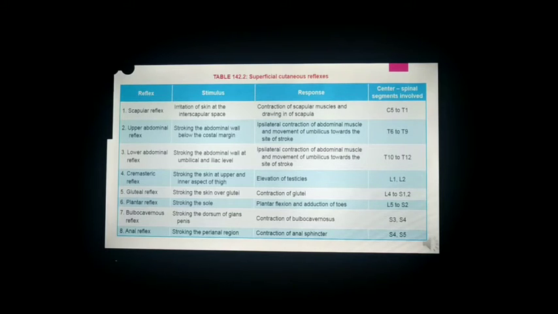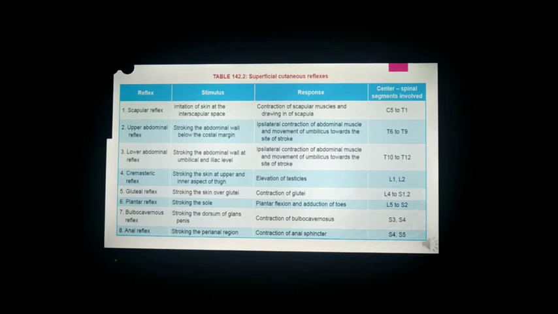In the last slide, we studied about superficial mucous membrane reflexes. Now, in this slide, we will study about the superficial cutaneous reflexes, which are the scapular reflex. The stimulus is irritation of the skin in the scapular space. Response is contraction of scapular muscles and drawing in of scapula.